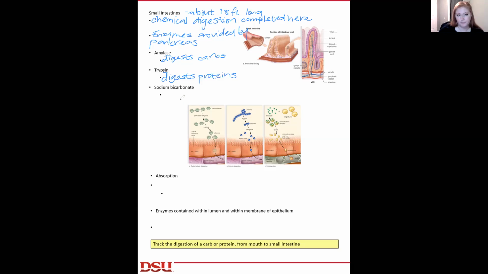Then we have sodium bicarbonate. And the sodium bicarbonate is going to be our neutralizer for the hydrochloric acid, the bits that make it through the stomach. And that's part of the mix of things that the stomach sends into the intestines.